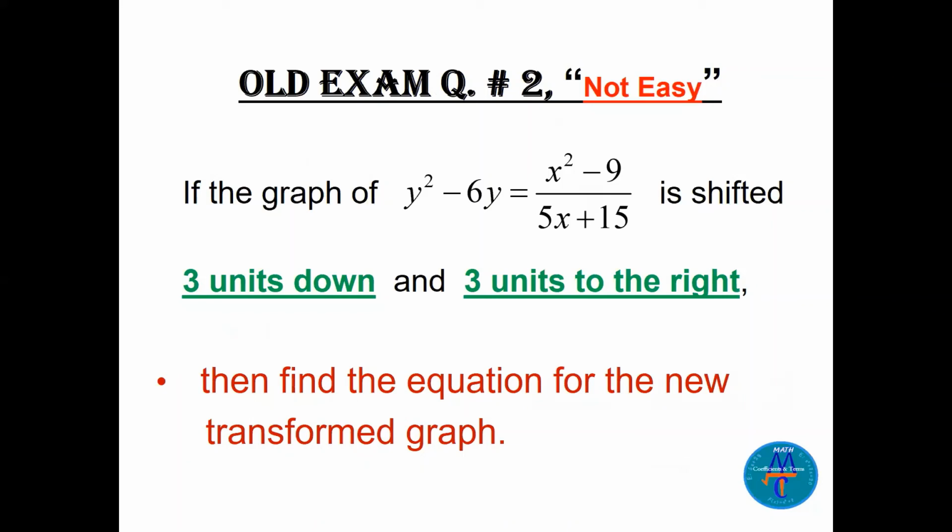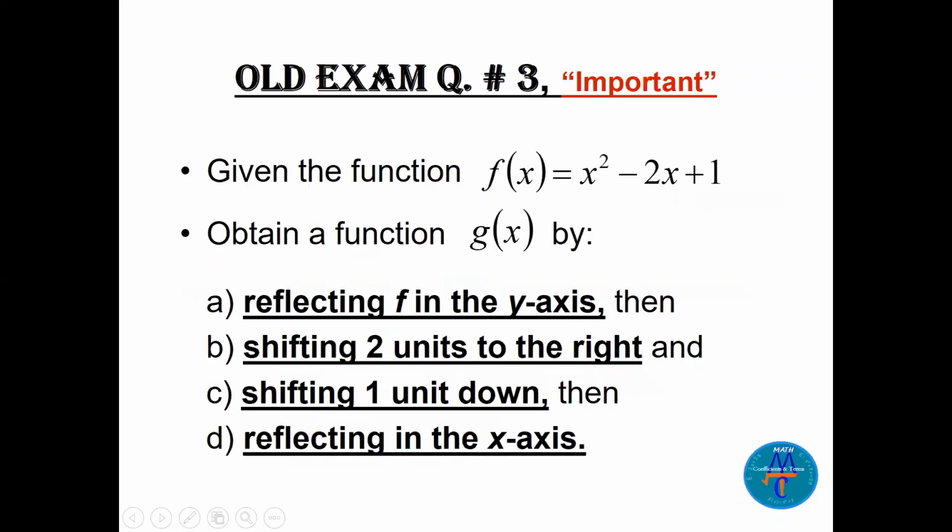This graph y squared minus 6y is equal to x squared minus 9 divided by 5x plus 15 is shifted 3 units down and 3 units to the right. Find the equation of the new transformed graph. You can do it. Not that easy. This one, given a function f, you need a function g. After we do all these transformations, you have to read it and check it, please.